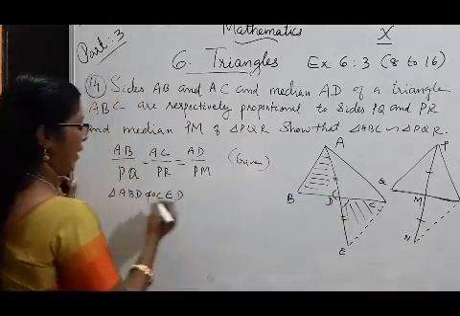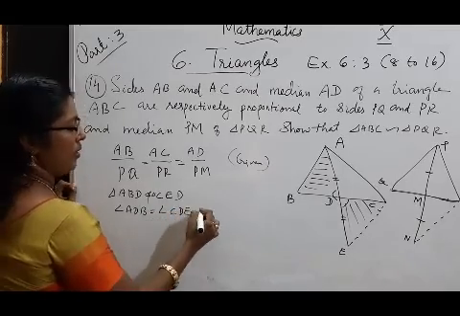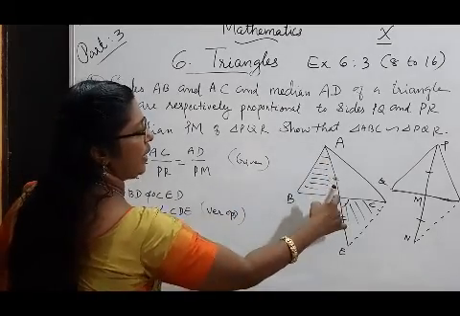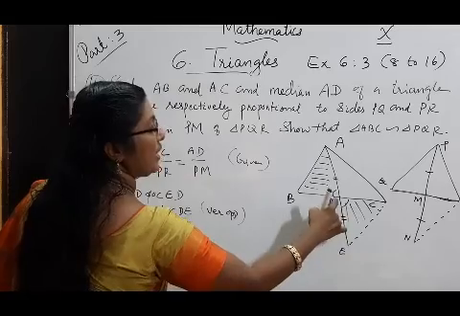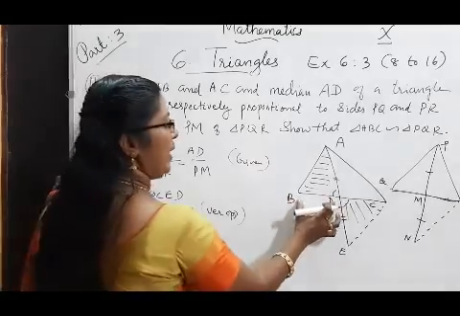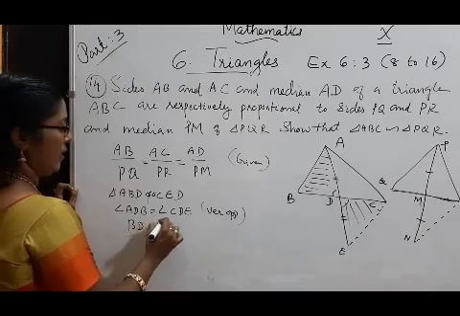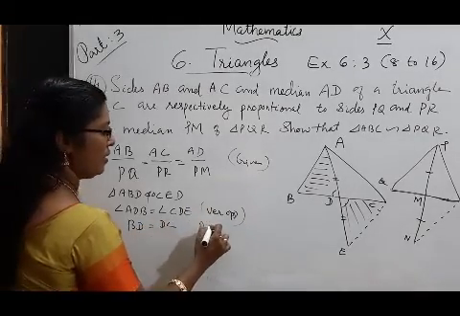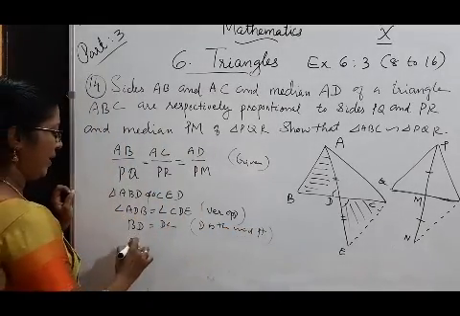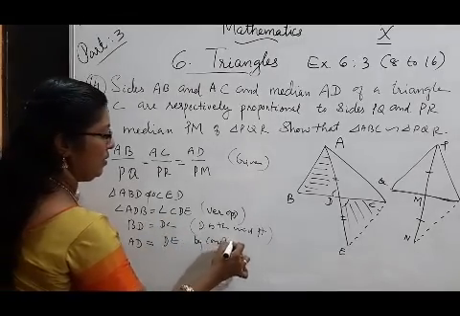Angle D is common? No, not common, vertically opposite. Angle ADB and angle CDE are equal, that means vertically opposite angles are equal. Then BD and DC are equal, because D is the midpoint. Then AD equals DE by construction.